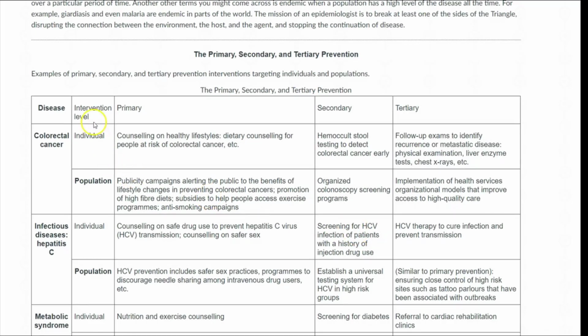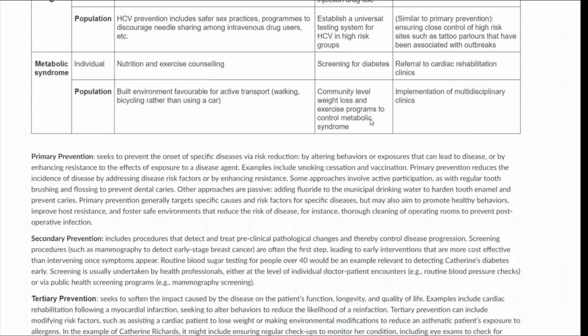Now, below this section, you have another section that goes through the primary, secondary, and tertiary prevention. So here you'll find the different levels. The example would be colorectal cancer, which is the disease. Then examples of the individual level as well as the population level. And then we look at primary, secondary, and tertiary prevention, to give you an idea of what these 3 types of prevention are.